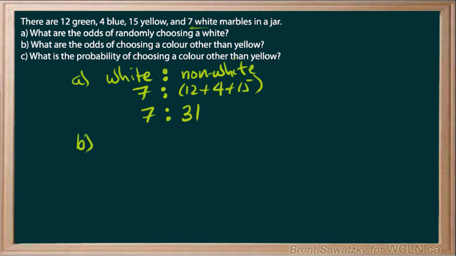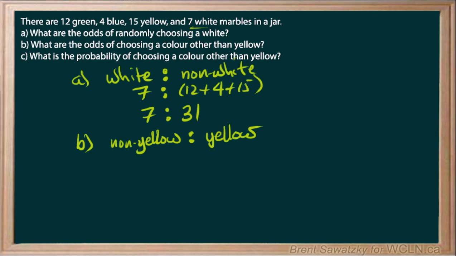All right, so let's jump to B. What are the odds of choosing a color other than yellow? So in this case, we're looking for something other than yellow, so we could say we're looking for non-yellow. And from an odds definition, we'd say non-yellow as a ratio to those that are yellow. And so we basically set out to figure out this ratio.